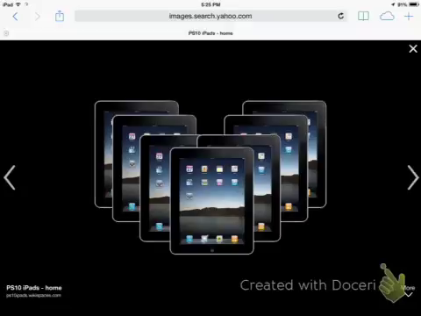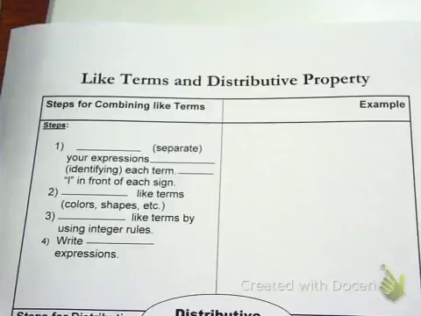Whereas here in my last picture, I have pictures full of iPads. So since they are all iPads, then I will consider these to be like terms. Now, let's look at combining like terms in terms of math.